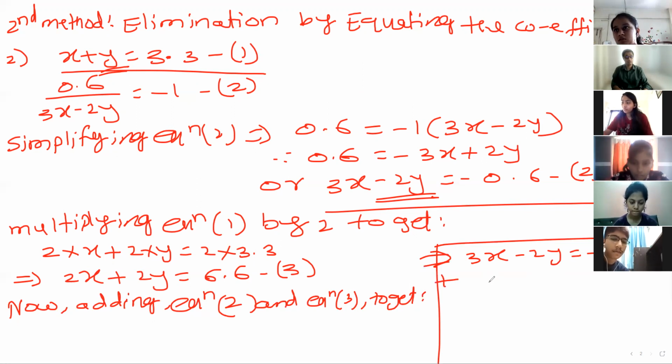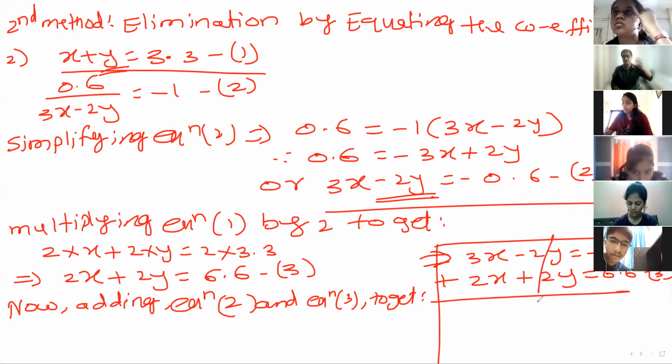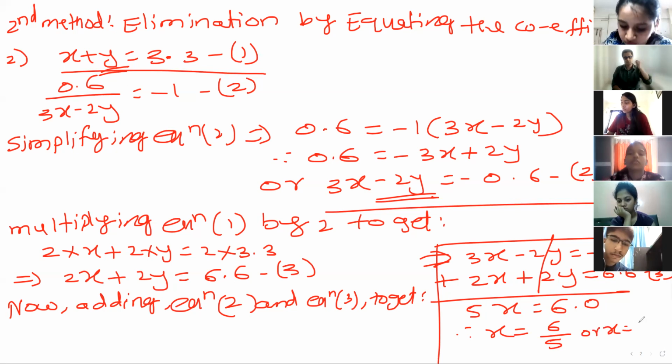When you add, you don't have to change the signs. This is the plus point. Plus 2x plus 2y is equal to 6.6. Okay, so 2y will get cancelled. Plus minus, cancelled. 3x plus 2x will be 5x. And minus 0.6 plus 6.6 is 6.0. Are you getting my point? Yes, sir. Very good. So you get x is equal to 6 upon 5 or x is equal to 1 integer 1 upon 5.